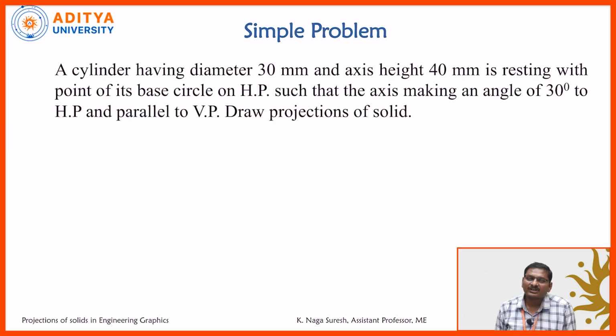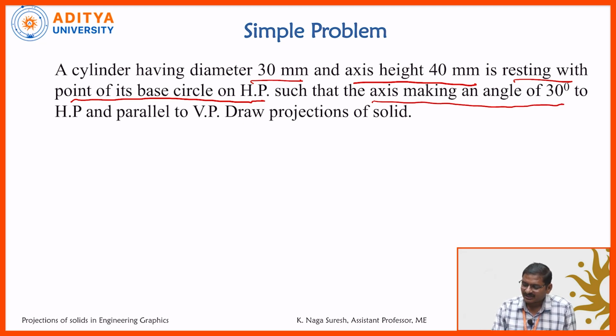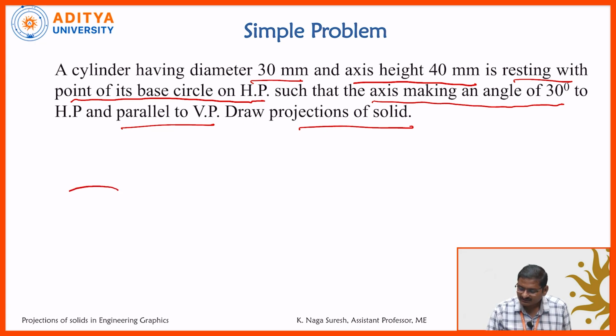This is a simple problem related to the cylinder. A cylinder having a diameter of 30 mm and axis height of 40 mm is resting with a point of its base circle on the HP, such that the axis makes an angle of 30 degrees to the HP and is parallel to the VP. Draw the projections of the solid. First of all, I will draw the cylinder 3D structure.